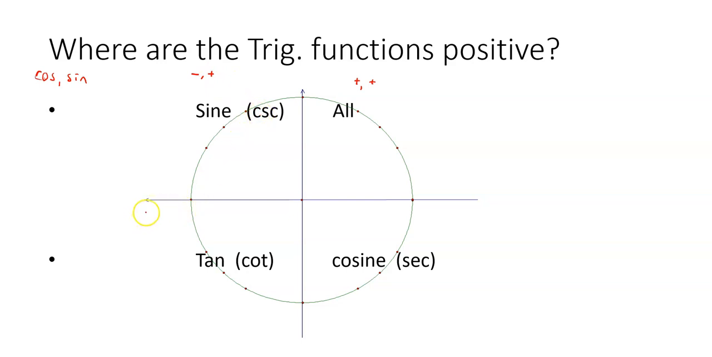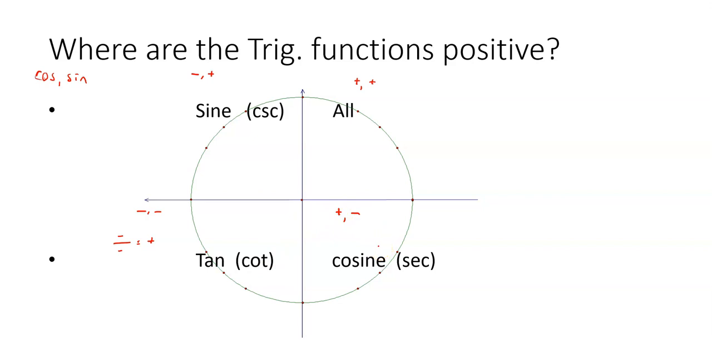Down here, they're both negative, right? The x's are negative and the y's are negative. So what's positive down here is tangent. Because remember, tangent is sine over cosine. So take a negative divided by a negative, you get a positive. Well, if tangent is positive, cotangent is positive too. And then in the last one, the x's are positive, the y's are negative. So that must mean cosine and secant are positive.